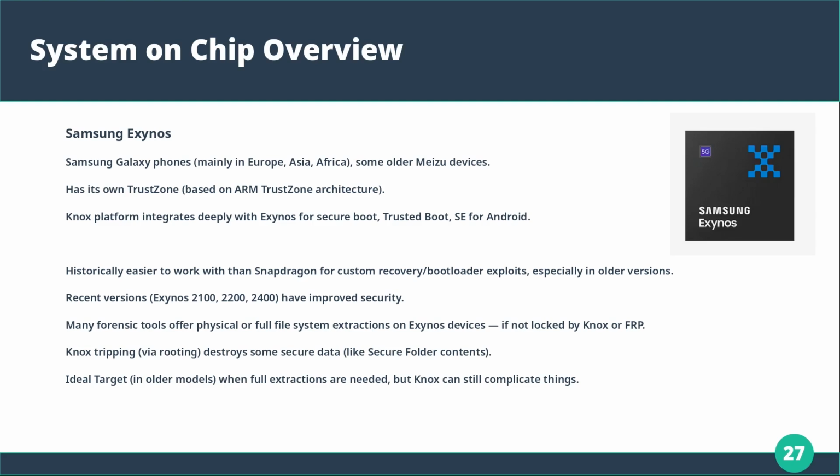However, recent versions like the Exynos 2100, 2200, and 2400 have made major security improvements. Exynos still supports full file system or even physical acquisition in some scenarios, but only if the device isn't locked down by Knox or factory reset protection. One needs to be careful because rooting can trip Knox, which may irreversibly destroy data like in the Secure Folder. The investigator always needs to assess the device state before proceeding. That's why we put a special emphasis in the earlier units on identifying the device, performing some checks during the preservation, and then making it ready for the extraction.